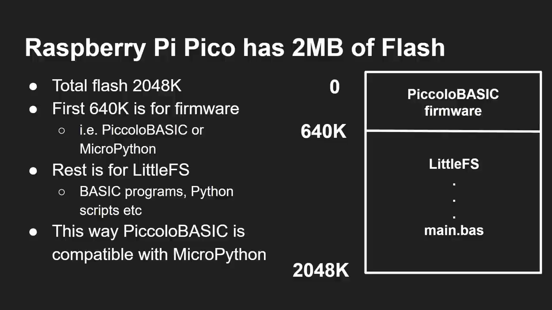And here is just a quick sketch of what this looks like. First 640K for PiccoloBASIC, the rest for the file system. Now, one thing worth mentioning here, the idea is if you replace PiccoloBASIC with MicroPython, this part remains the same, doesn't get touched, and therefore your file system remains as it was.